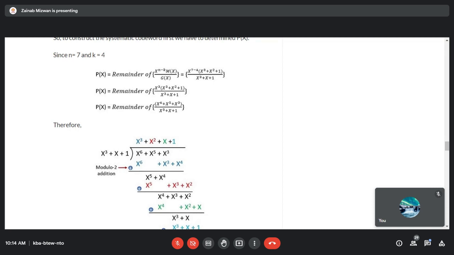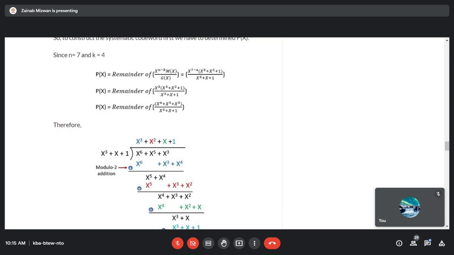The x cube term becomes 0, so we neglect it. Can we add x raised to 5 and x raised to 4? No, they are variables with different powers. So we get x raised to 5 plus x raised to 4. x raised to 6 cancels, and x cube also cancels because of the XOR operation. What we get here is x raised to 5 plus x raised to 4.